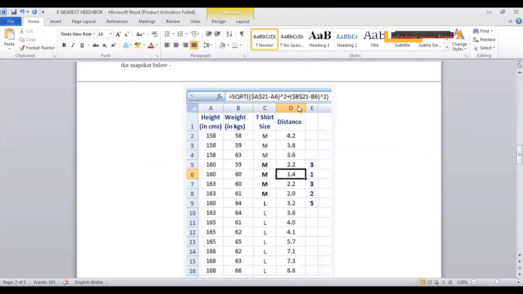Okay, the height was 158 and weight was 59. So 158 minus 158 is 0, plus the second data point weight was 59 and the weight of Monica, that is the new data point, is 58. So 59 minus 58, 1 square is 1, and square root of... so there was a mistake here. So 158, 158.